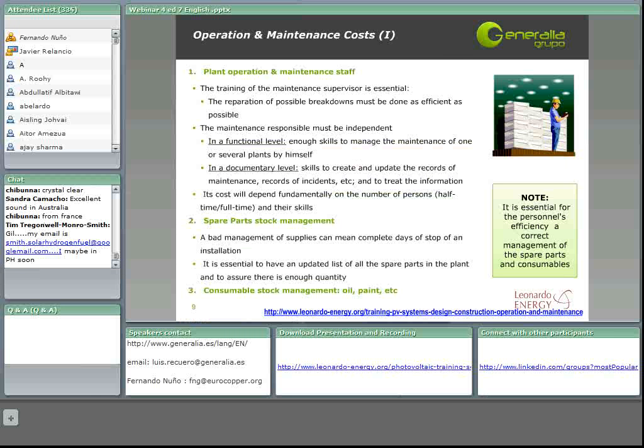In order to do this, the maintenance responsible must be independent and very well trained in both a functional and a documentary level. In a functional level, he should have enough skills to manage the maintenance of one or several plants by himself. And in a documentary level, he might have skills to create and update the records of maintenance and the records of incidents. The cost of this staff will obviously depend on the number of persons and the capabilities.